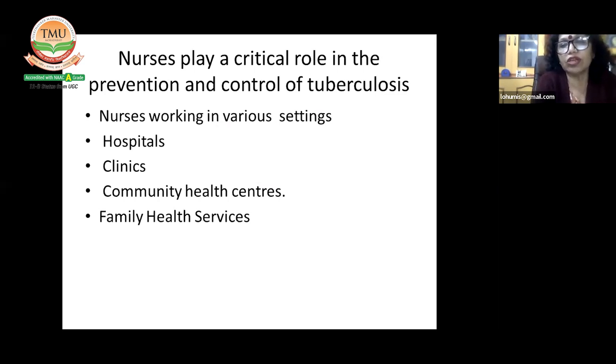Now for collecting the sputum, we need to give instructions to the patient. Clear your mouth, breathe in and out 3 times, and give a sputum sample to the person who is collecting it, and that person is going to send it to the lab.